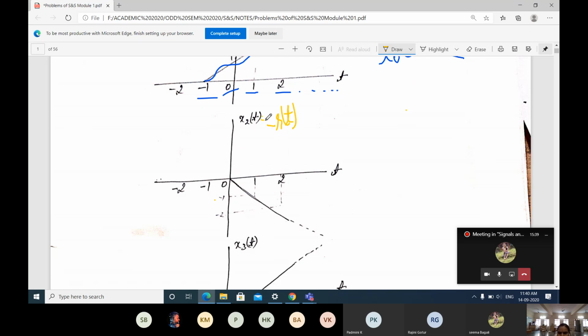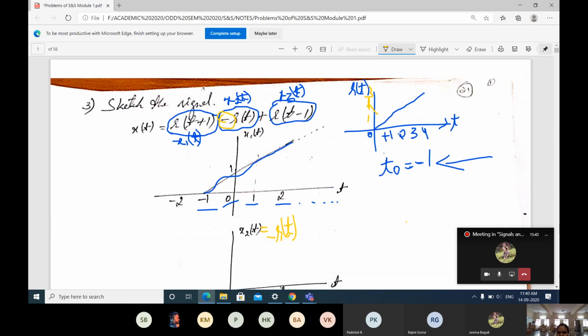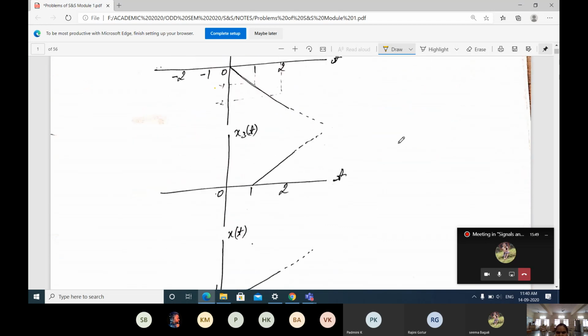Yes, x2 of t is equal to minus r of t. Next, which operation do we have to go for? r of t minus 1. The t plus v is done. Then t minus 1 means, in this case, what is the t naught value? It will be plus 1.